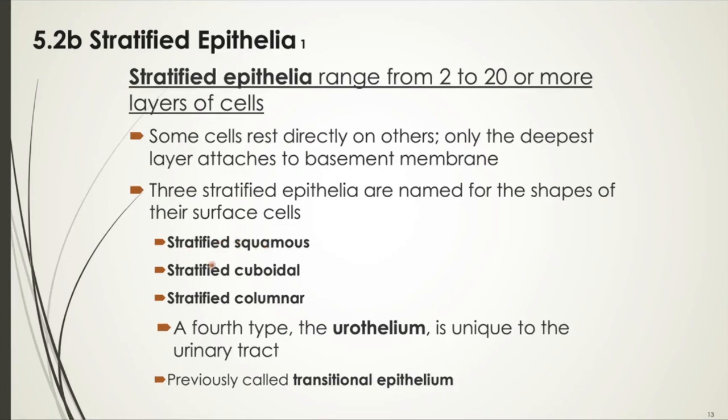So you've got stratified squamous, stratified cuboidal, stratified columnar. And then the fourth type is going to be urothelium. And this is very unique to the urinary tract. They used to call it transitional epithelium. I'll mention this again, and you'll see why they used to call it transitional epithelium.